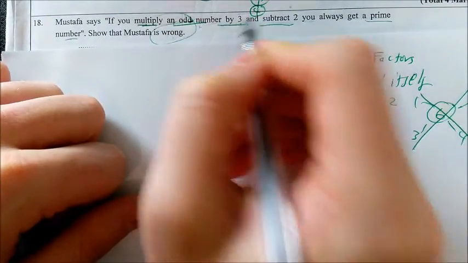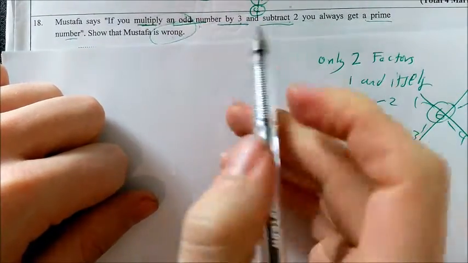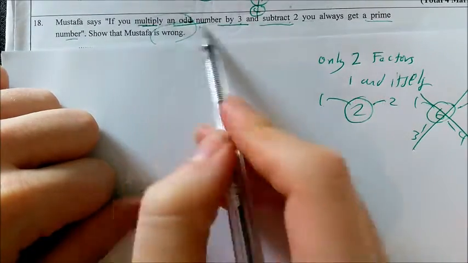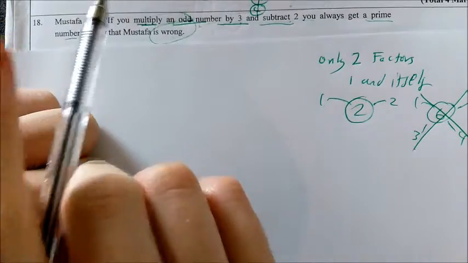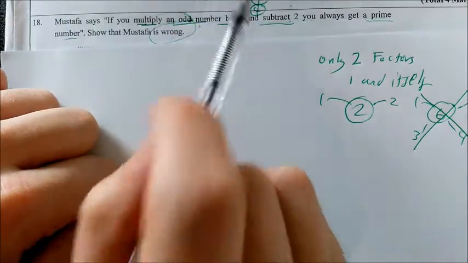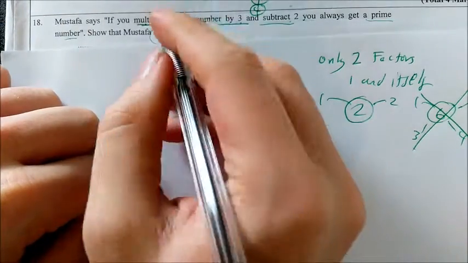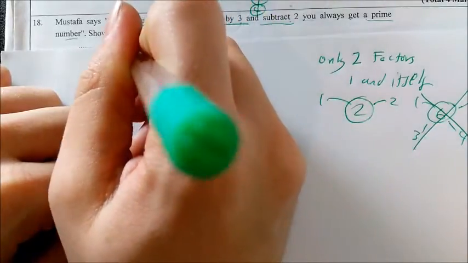Multiply an odd number by 3 and subtract 2. So we know Mustafa is wrong. So then what we need to do is keep finding examples until we find one which fits this rule. And I normally like to start with nice normal numbers.